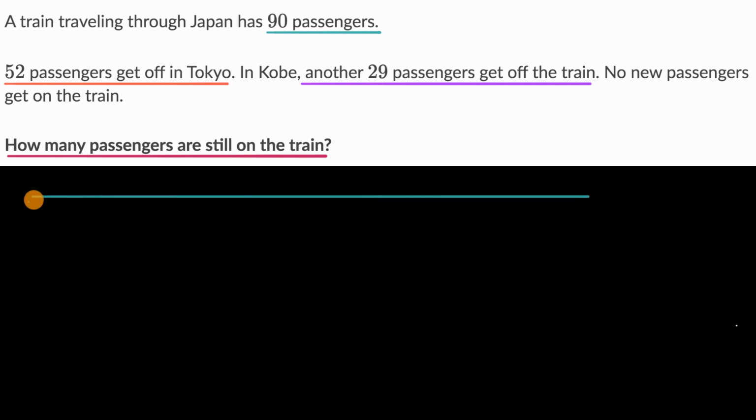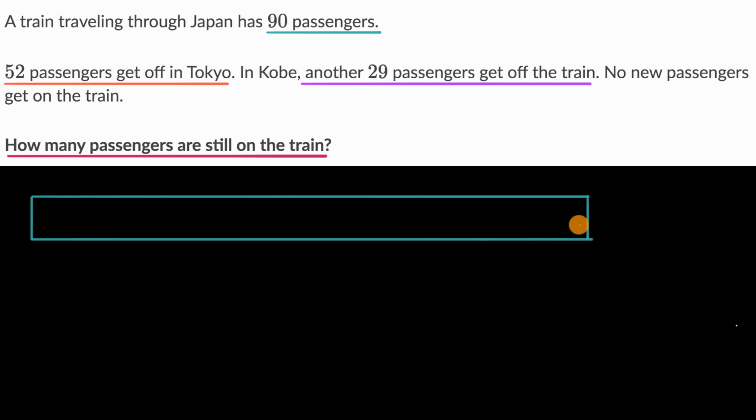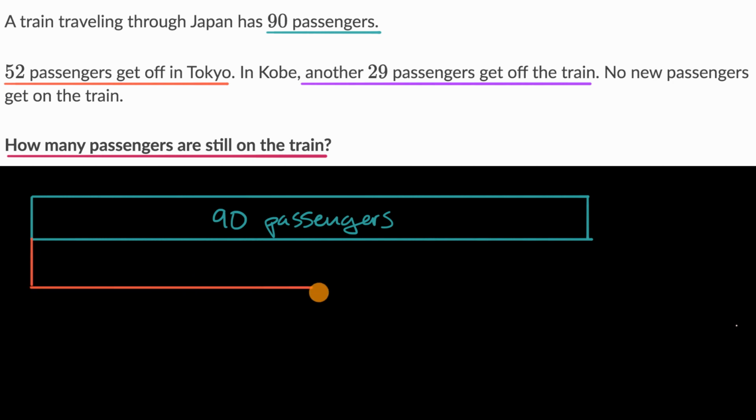So let's say that the length of this tape, or the length of this rectangle, represents the starting 90 passengers. So that's 90 passengers. And then how many get off in Tokyo? 52. And I'm doing this so that we can visualize it, so we can think about what it looks like. So we'll take away 52, which might be something like this. So 52 off in Tokyo.